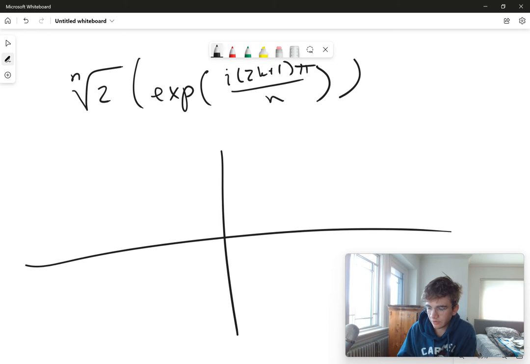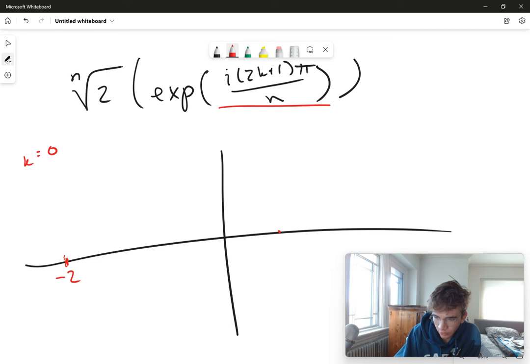Okay, so if I were to graph this thing, I would start out at k equals 0. I'll put k equals 0 in red here. I'm going to start out at just negative 2 when n is equal to 1. And then essentially the angle is going to go from pi, and then as we increase n to 2, it's going to become pi halves, and this is going to be the square root of 2 here.